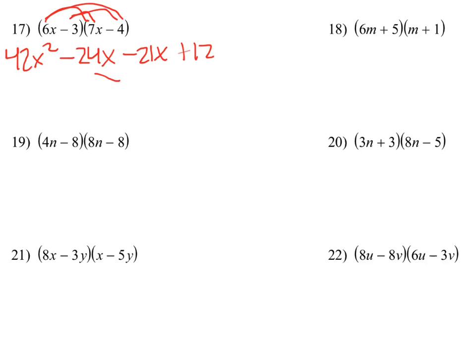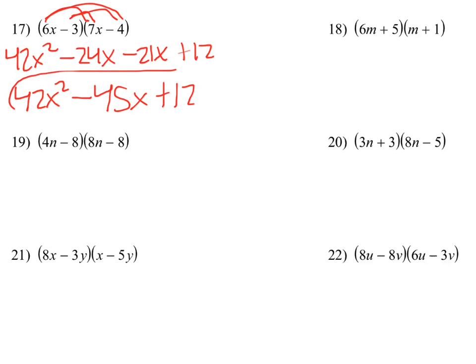And once you have that, you need to take common terms, as in terms that have the same amount of x's, and combine them together. So 42x squared is just going to stay there. Negative 24x and negative 21x are going to combine to give you negative 45x. And the plus 12 on the end just stays there. There's no x's or anything to combine with, and that one's done. I'm going to go a lot faster on the rest of these, but that's the basic steps for it.